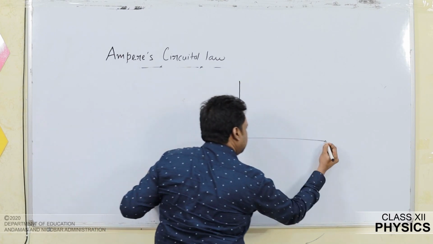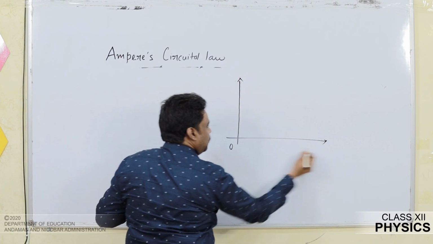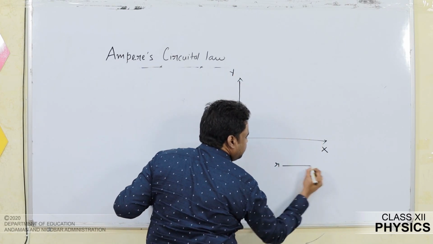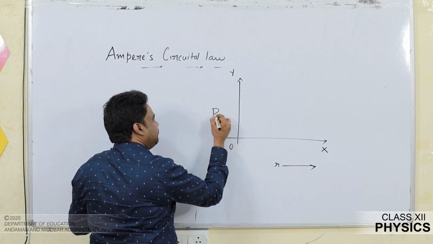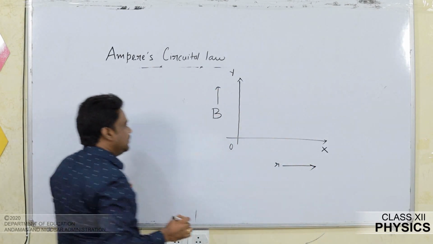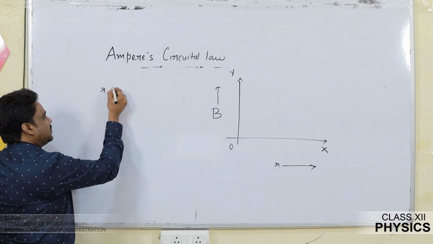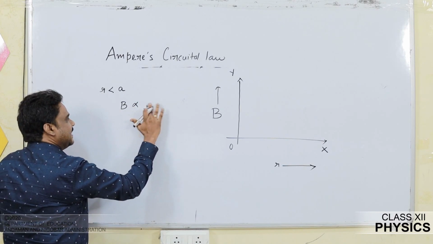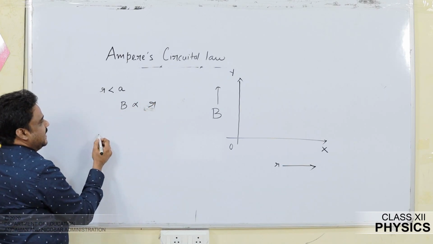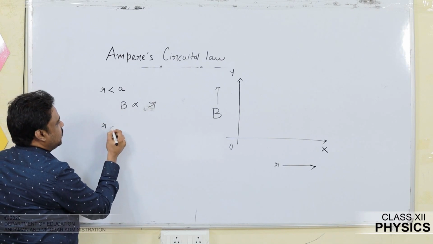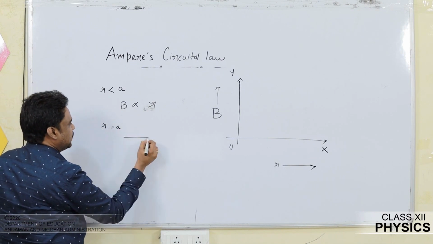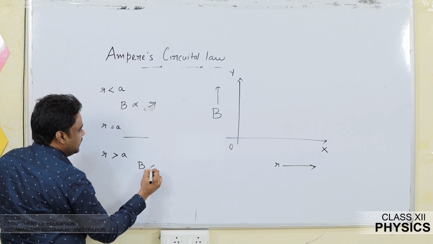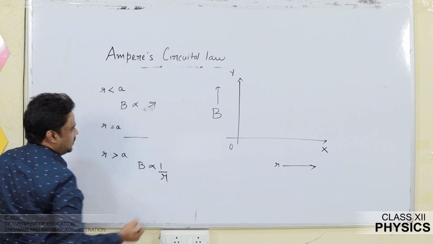I am going to assume, say O, x axis, y axis. Here I am going to assume the distance. Here I am going to assume the magnetic field. Now what about the first case? When R was less than A, we established B is directly proportional to R. Next, when R equal to A, I think the condition is very clear. When R is greater than A, you are able to see B is inversely proportional to R.